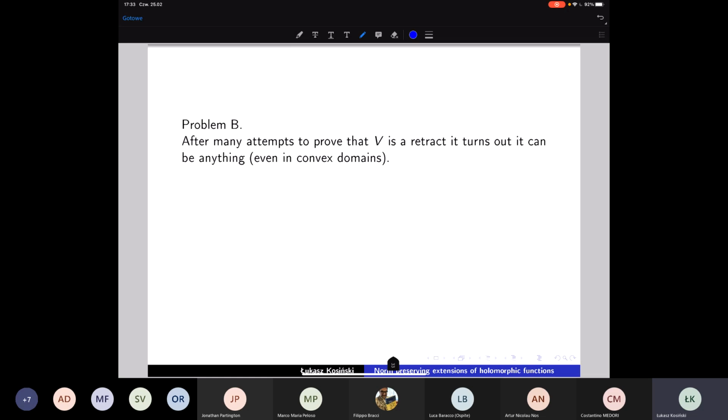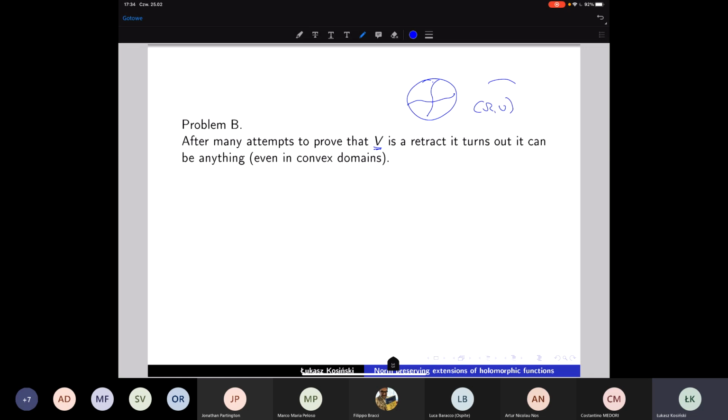As we shall see, it turns out that V can be anything, even in convex domains. If omega is convex and V is an analytic set such that omega, V is an NP pair, then V can have singularities. Even if omega is convex, it can have cusps, and so on. This is what we're going to show.